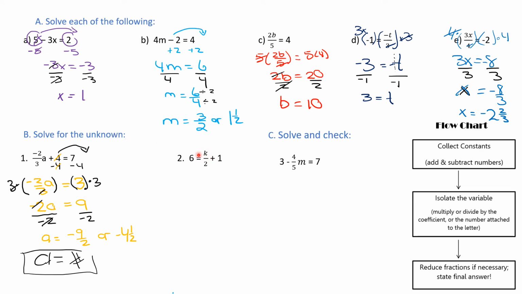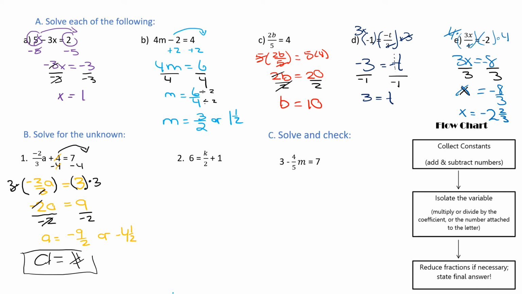Number 2, solve for the unknown. Same thing every time. My unknown is a k, which means I want k all alone. That's my ultimate goal. I want k all alone. First, collect constants. Add or subtract numbers. Positive 1 is a constant and positive 6 is a constant. So I want to collect those.